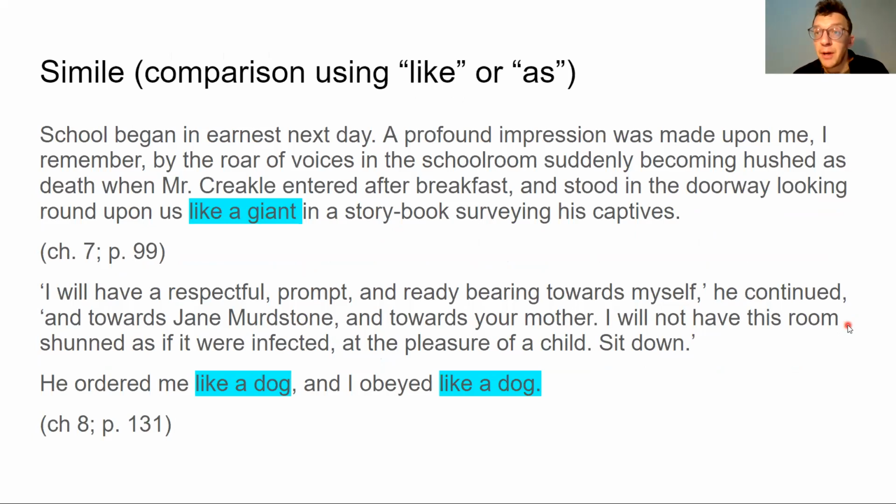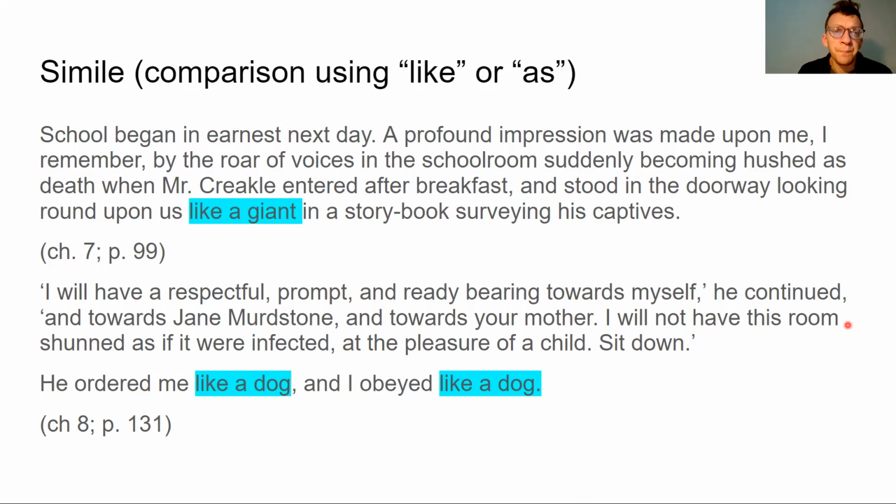So a simile, a comparison using like or as. We have just a couple interesting ones here. They don't necessarily introduce anything revolutionary, but I want you to be aware of recognizing them when you come across them. So I just want to make sure I cover them.